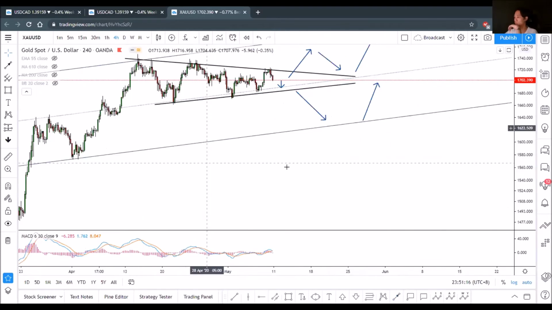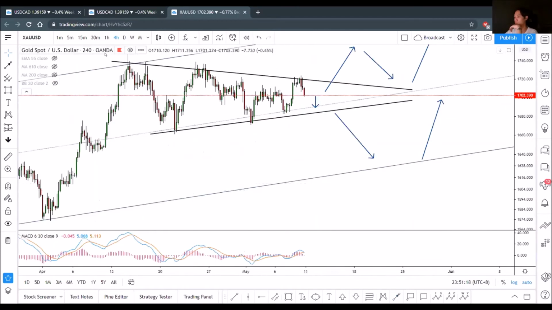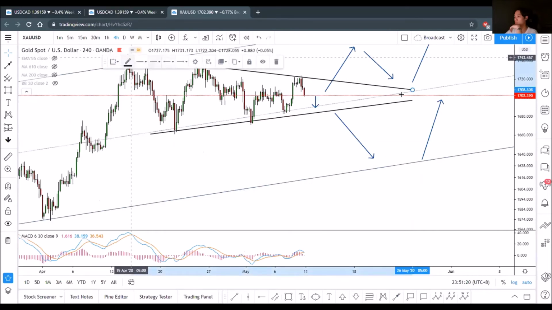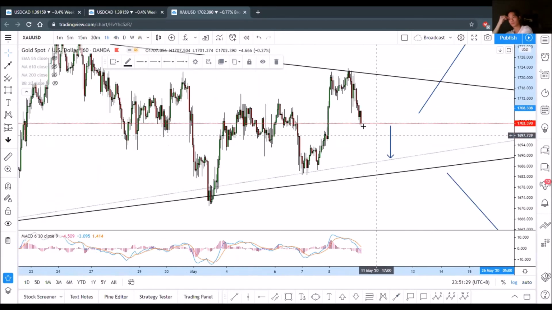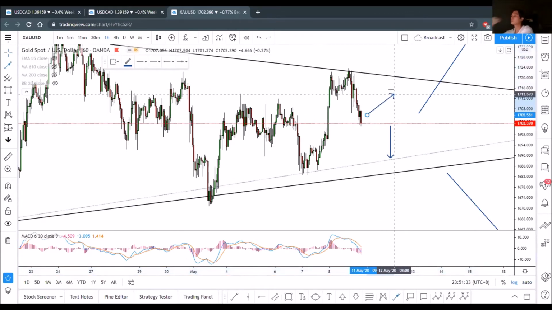So in the 4-hourly charts, we can clearly see the symmetrical triangle right here, price coming out from the top. So in terms of intraday, we can look for an opportunity to sell again. Let's say, should the price pull back to somewhere at this level within this zone.